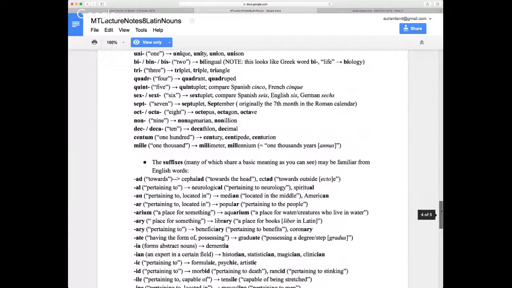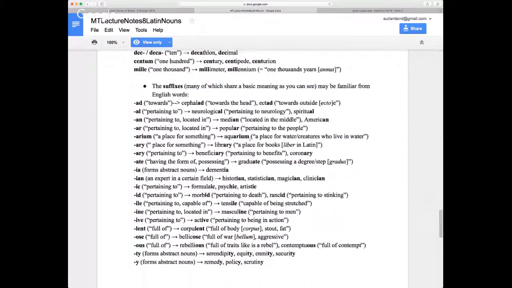So here's the list of suffixes, again, with a word they are used in that's common, like ary means a place for something, as in library. Or al is pertaining to, as in neurological or spiritual.